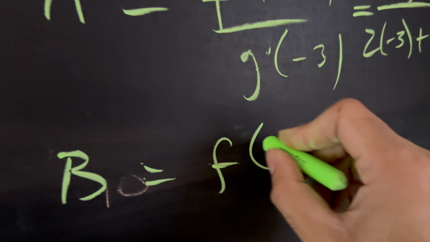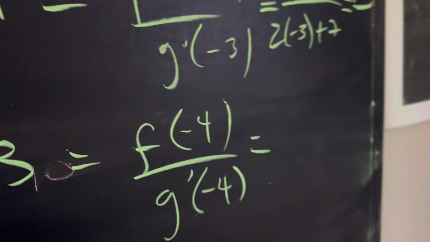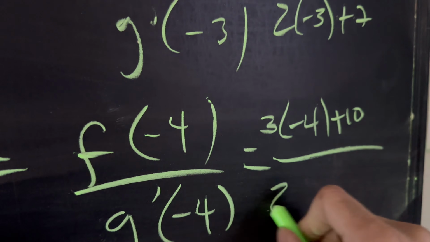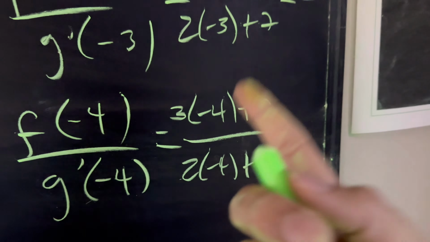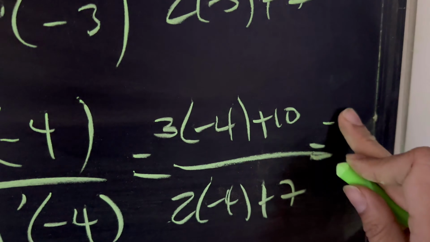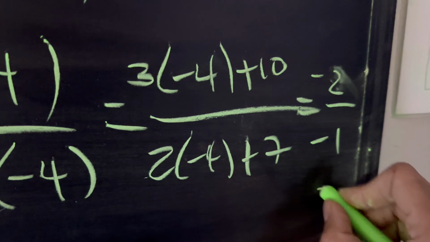So there's our a value, and our b value is going to be f of negative 4, because that's the value that makes it undefined, over g prime of negative 4. This is going to equal 3 times negative 4 plus 10 over 2 times negative 4 plus 7. Let's simplify this. 3 times negative 4 is negative 12, plus 10, that's negative 2, over negative 8 plus 7, which is negative 1. So that means that the b value is going to be 2.